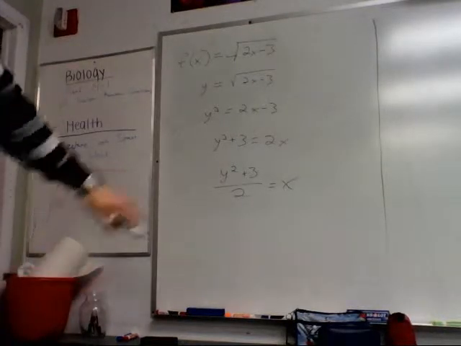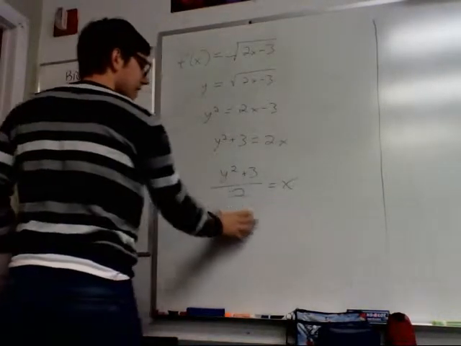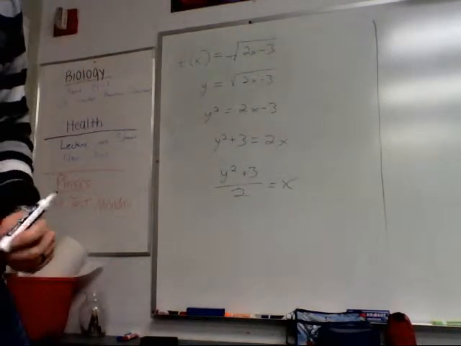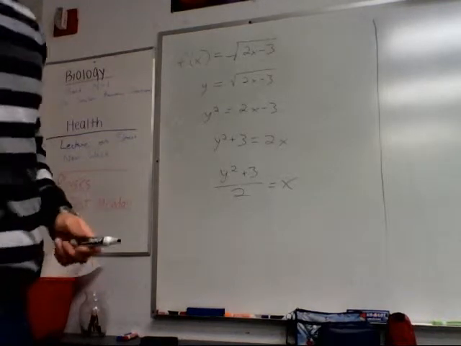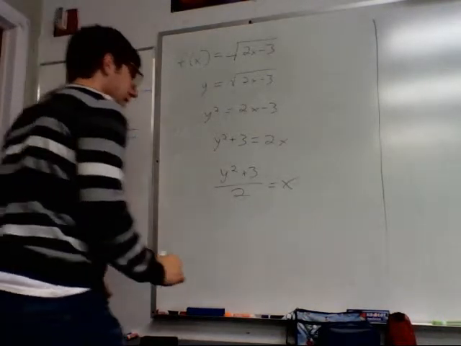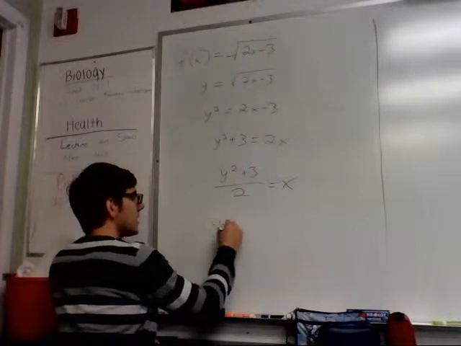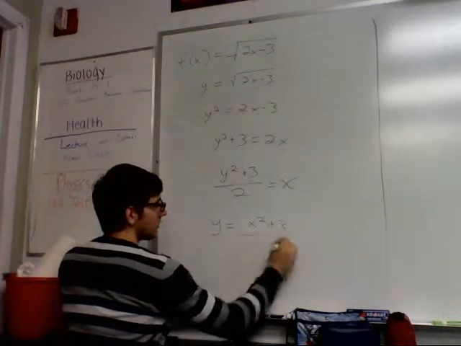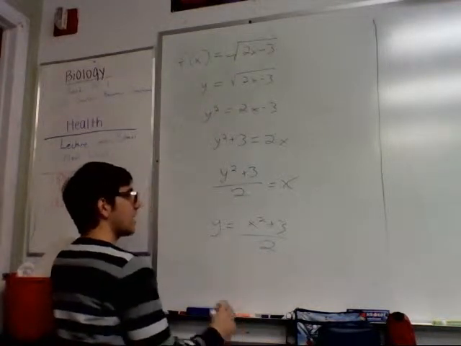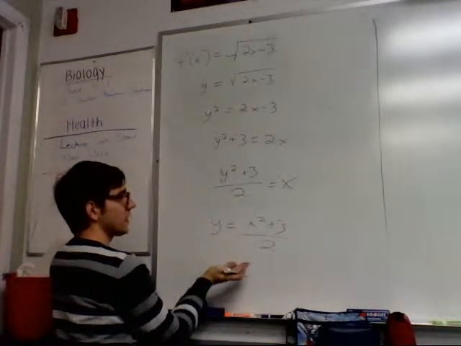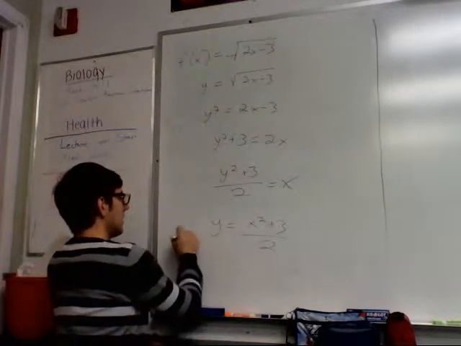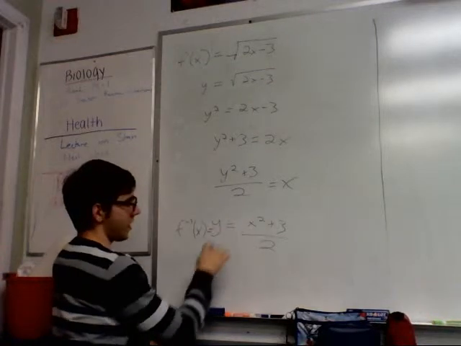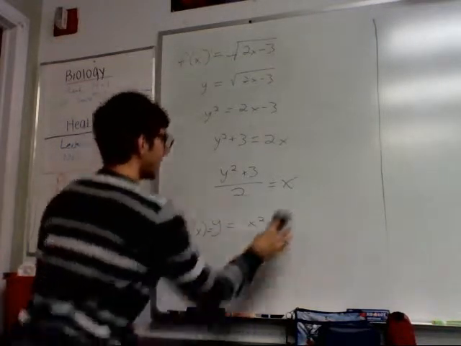Now we flip the sides. We have x on one side and y with a bunch of other stuff on the other side. That's exactly what we want. So now all you do is interchange x and y. Now follow me here. It's y equals x squared plus 3 over 2. That's your inverse function. So this is f minus 1 of x equals y equals all that. And now we can verify that.